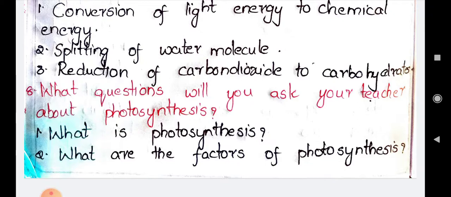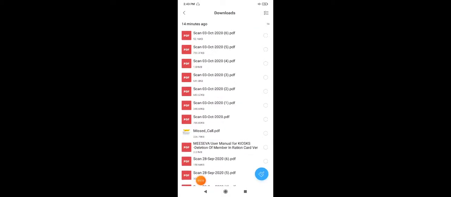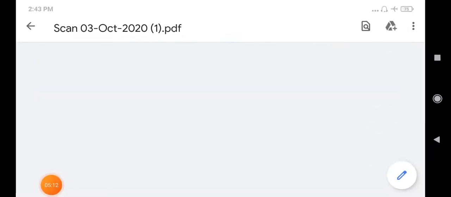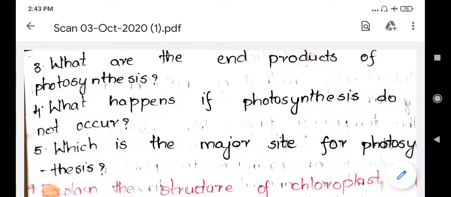The second question is, what are the factors of photosynthesis? We know that some factors are very important for photosynthesis to occur. So what are the factors of photosynthesis? You can ask the question. Going to the next one. What are the end products of photosynthesis? After the completion of the photosynthesis reaction, what end products will be formed? That is the third question.